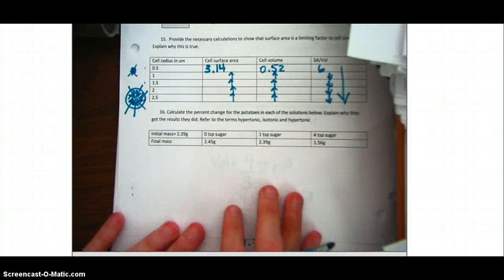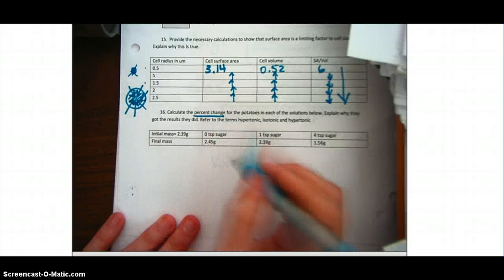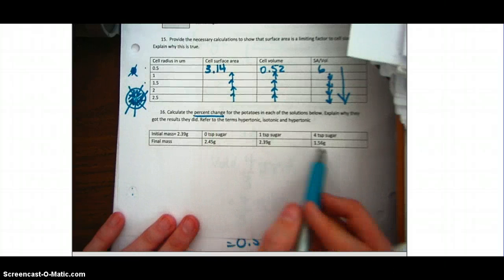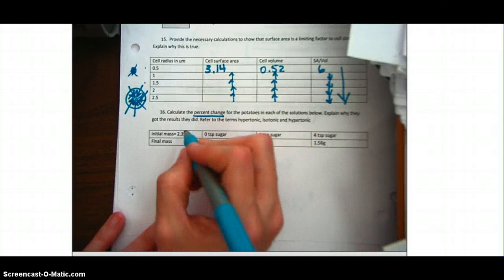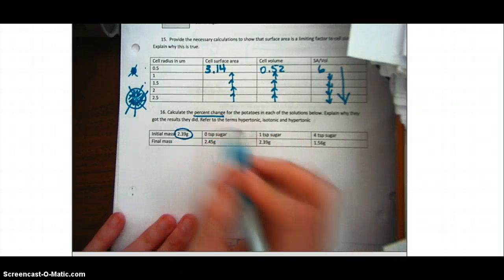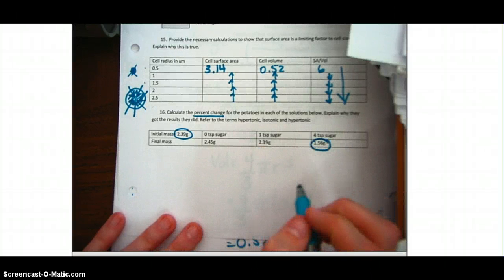Okay? The last section right here wants you to calculate percent change and then explain why you got the results that you did. Okay? So let's figure out the percent change if the initial mass of the potato was 2.39 and the final mass was 1.56.